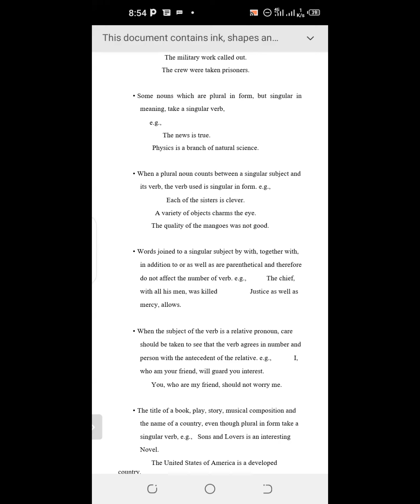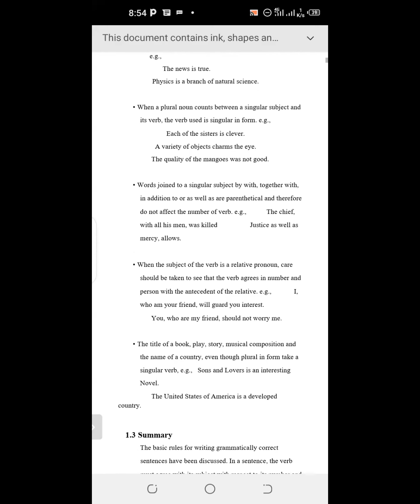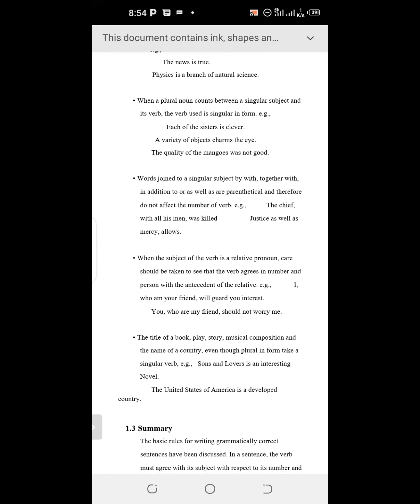You will have to treat them as singular. Like, the news is true. You cannot say the news are true. Physics is a branch of natural science. You cannot say physics are branches of natural science. Here, when a plural noun comes between a singular subject and its verb, the verb is used singular in form.